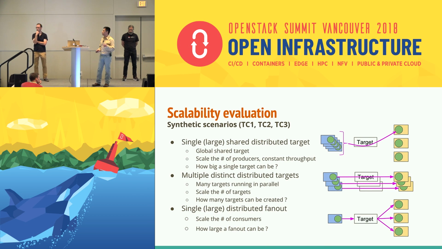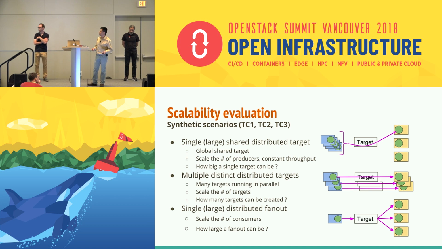Now let's focus on the first 3 test cases of this test plan. We have 3 synthetic scenarios. The first one is a single large shared distributed target, in which we have a lot of producers sending all the messages using only one target to the consumer. The idea here is to scale the number of producers with a constant throughput and answer the question of how big a single target can be.